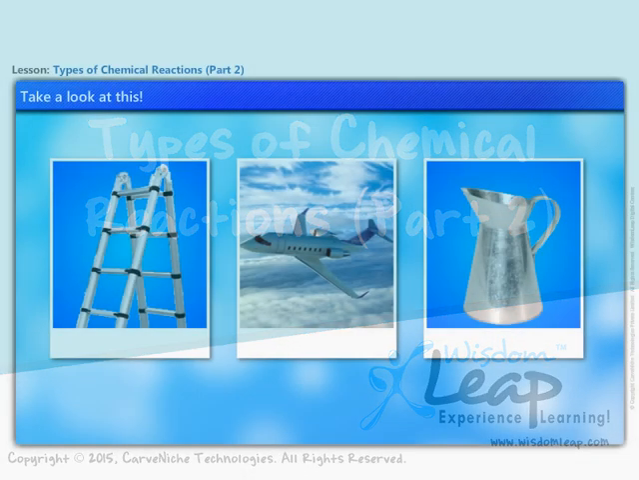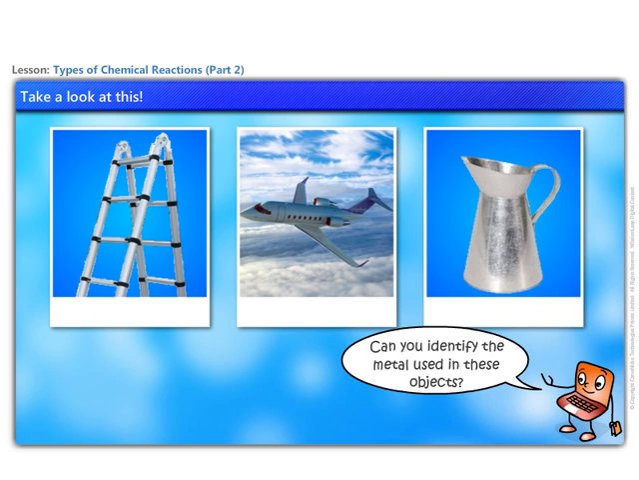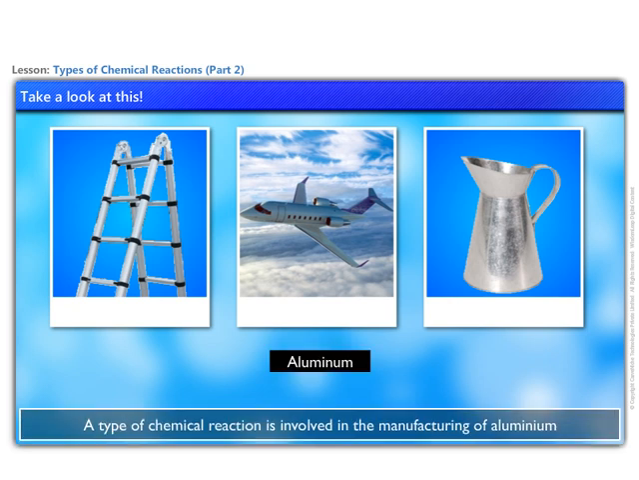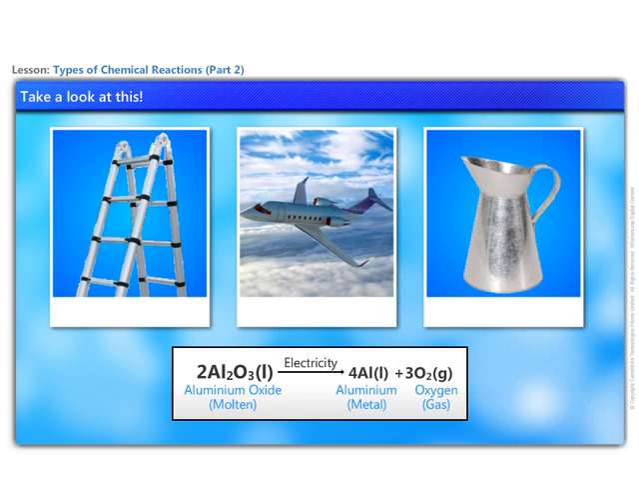Take a look at these pictures. Can you identify the metal used in these objects? You're right, they are made up of the metal aluminium. Did you know that a type of chemical reaction is involved in the manufacturing of aluminium? It is extracted from aluminium oxide through a process that involves passage of electric current.